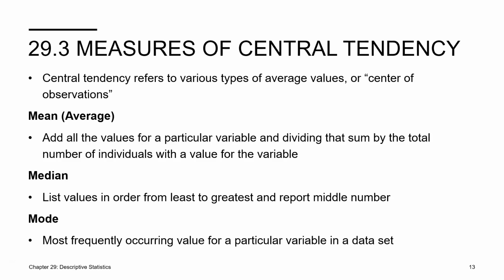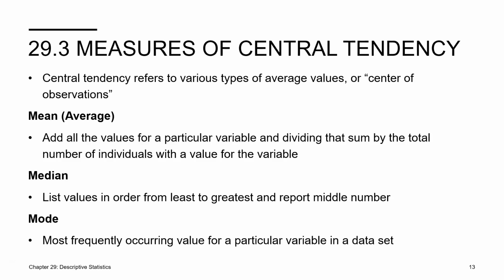So section 29.3 covers measures of central tendency. Central tendency refers to the center of the observations. If you just think of central, it's the center of where observations lie. And there are 3 different ways to describe measures of central tendency.